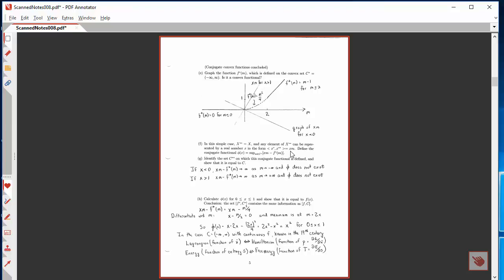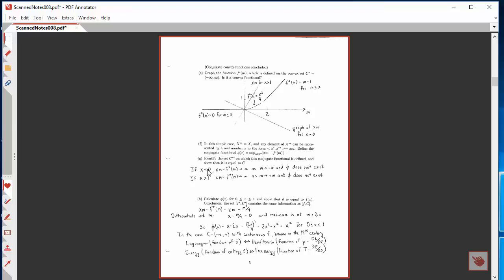This is kind of funny because we're representing it by the number x, so we're thinking of x times m as a function of m where x determines the slope of the graph. Now what we have to do is figure out the conjugate functional. The conjugate functional is the supremum of x times m minus f star of m, evaluated for m in the domain of the conjugate functional. Well, the conjugate functional is defined everywhere, so its domain is minus infinity to infinity.